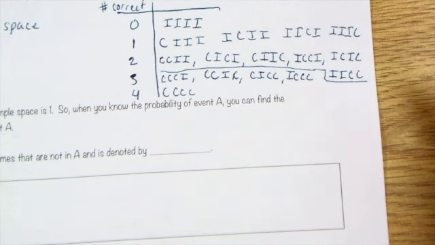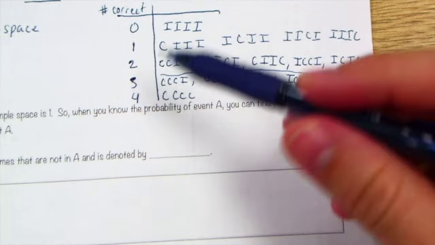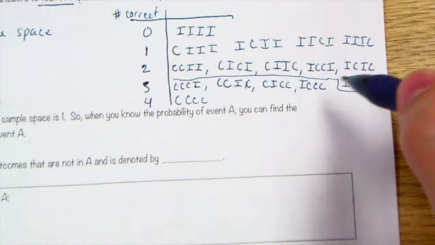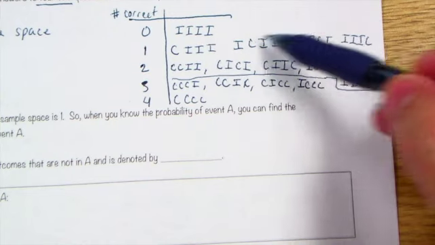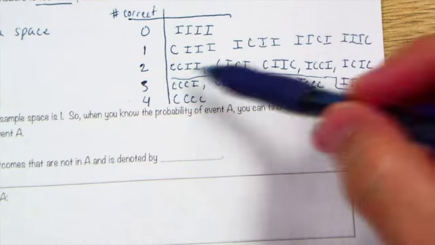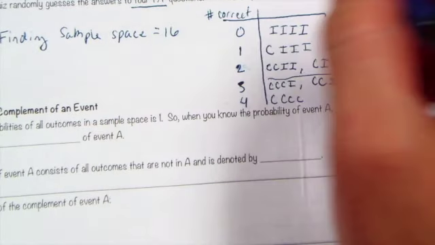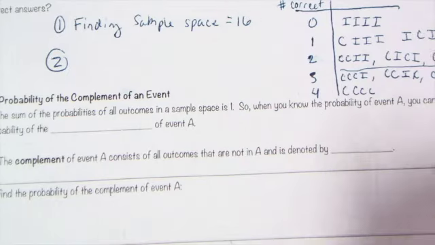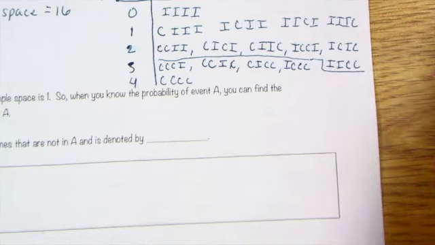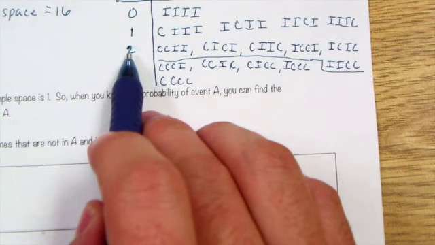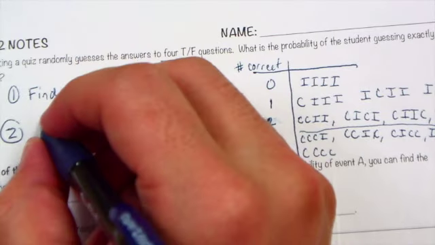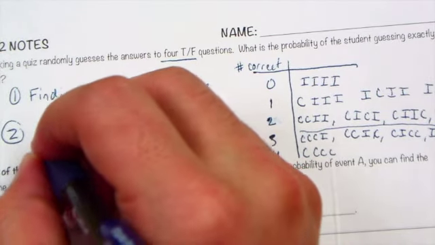So now that we have all the possible outcomes of getting 0 correct, 1 correct, 2 correct, 3 correct, 4 correct, now we have all the possible outcomes, this is our sample space. So 1, 2, 3, 4, 5, 6, 7, 8, 9, 10, 11, 12, 13, 14, 15, 16. So for this, there are 16 possible things that can happen. Now I can actually find the probability. So the probability was 2 correct. Well, here's all my examples of 2 correct. 1, 2, 3, 4, 5, 6. Which means that the probability is 6 out of 16.